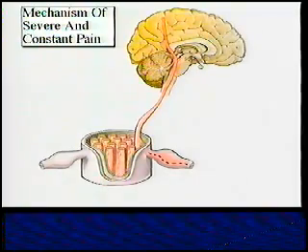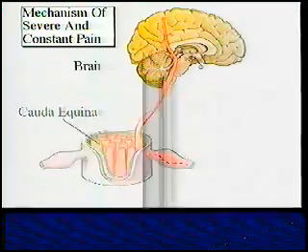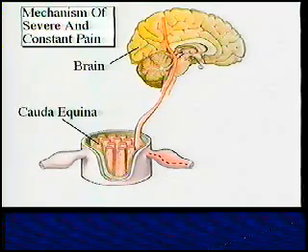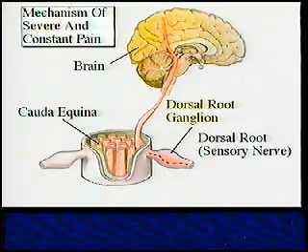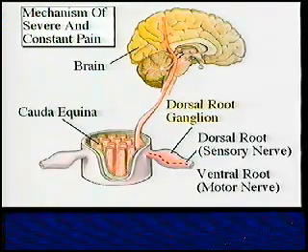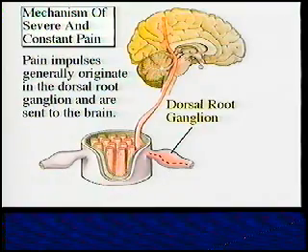Next illustrated is the mechanism of severe and constant pain in clinically significant cases of adhesive arachnoiditis. Normally, pain impulses travel to the brain by way of the dorsal root ganglia of the spinal nerve. Nociceptive impulses pass from the dorsal root ganglion up the spinal pathways to the brain itself, where pain is appreciated.